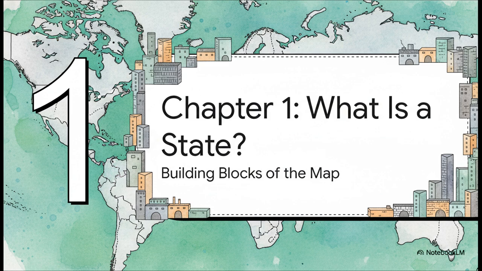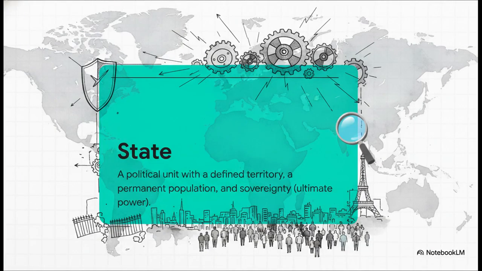Seriously, we're talking about the most fundamental building block of the entire world map. Okay, so first things first. In this class, when we say the word state, we are not talking about Ohio or Nebraska. A state, in the eyes of a geographer, has three specific ingredients. It needs a defined territory, a permanent population living there, and, this is the big one, sovereignty. Sovereignty just means you're the boss of your own turf. You have the ultimate power to control what happens inside your borders without having to ask a higher authority. It's what makes Japan Japan, and not just some territory controlled by somebody else.